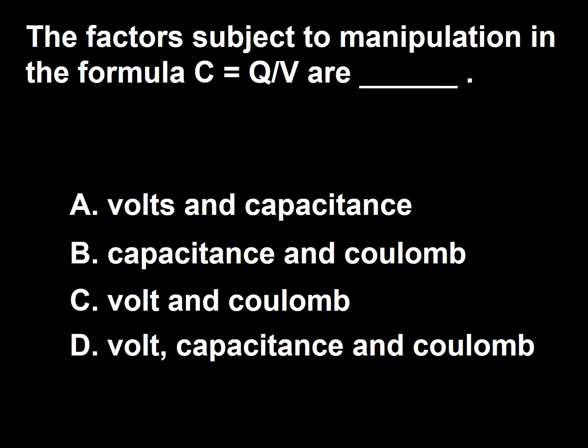Next question. The factors subject to manipulation in the formula C equals Q divided by V are: A, volts and capacitance; B, capacitance and coulombs; C, volts and coulomb; D, volts, capacitance and coulomb.